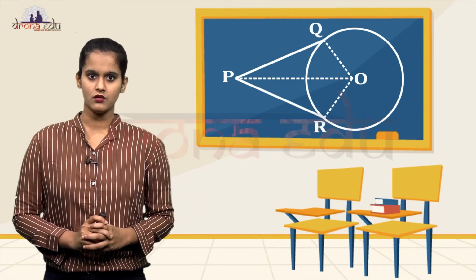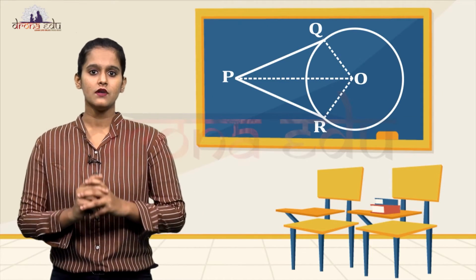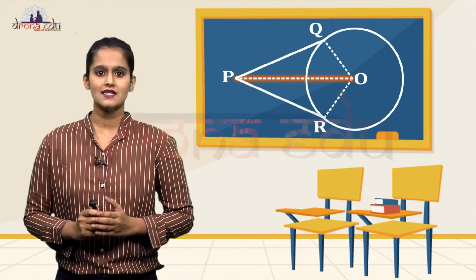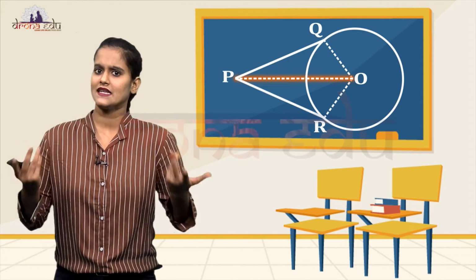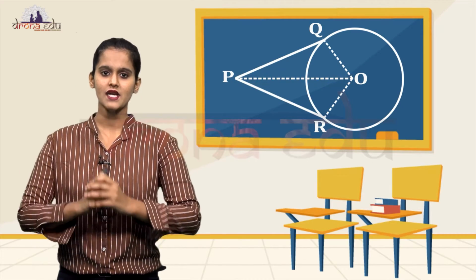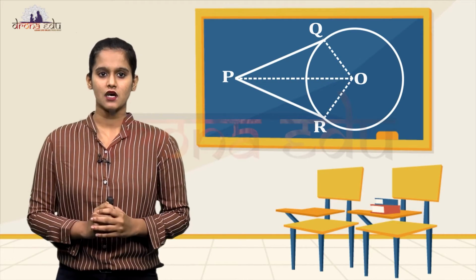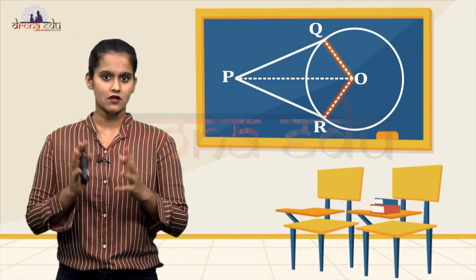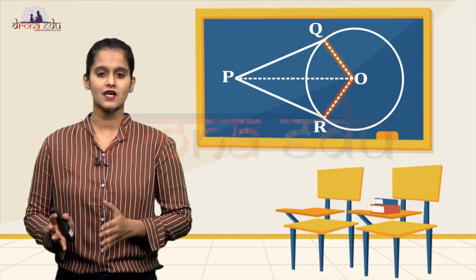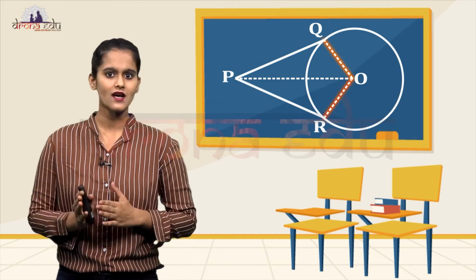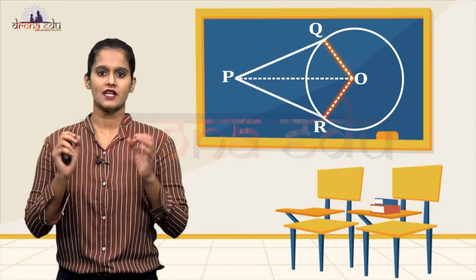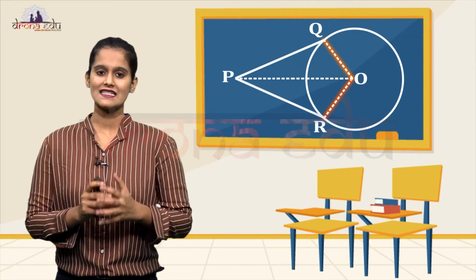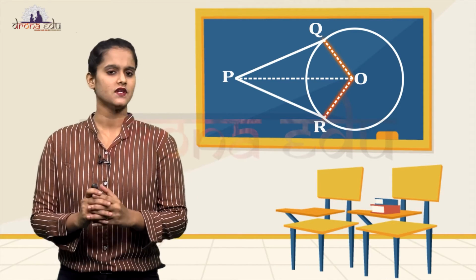Then if you observe, PO is common to both the triangles. So I can say PO is equal to PO because it is a common side, right? And if you observe, OQ and OR are the radii of the same circle. Since both are radii of the same circle, of course the lengths would be the same. So I can say OQ is equal to OR. The reason is radii of the same circle.